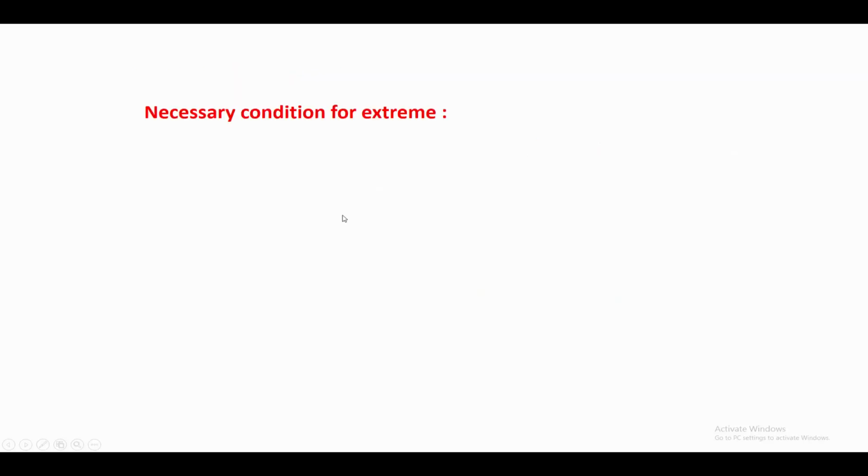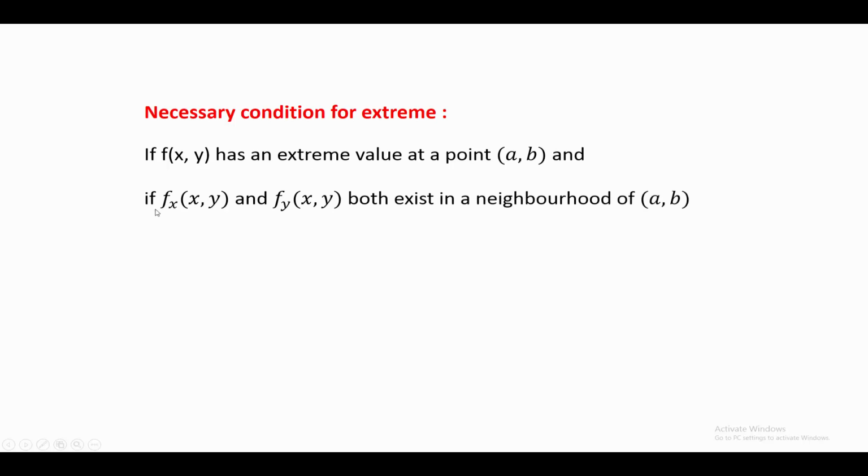Necessary condition for extreme: if f(x,y) has an extreme value at point (a,b) and if fx(x,y) and fy(x,y) both exist in the neighborhood of (a,b), then necessarily fx(a,b) equals 0 and fy(a,b) equals 0. Means function f(x,y) has extreme value at (a,b), and if fx(a,b), fy(a,b) both exist, then necessarily fx(a,b) equals 0, fy(a,b) equals 0, both first derivatives equal 0. This is the necessary condition for extrema.